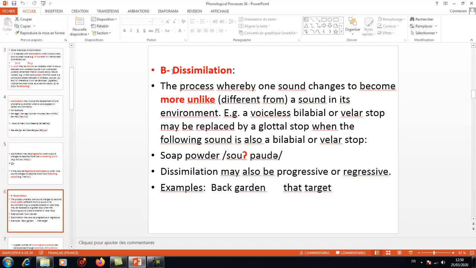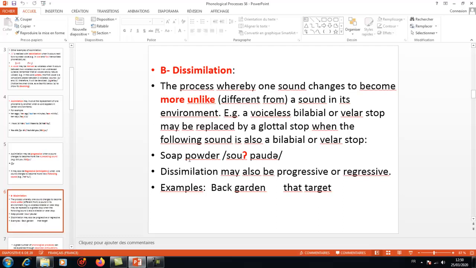Now, another process is the opposite of assimilation. It's the one that we call dissimilation. It's the process whereby one sound changes to become more unlike, that is different from, a sound in its environment. For example, a voiceless bilabial or velar stop may be replaced by a glottal stop when the following sound is also a bilabial or velar. Let's have a look at a concrete example. Soap powder. We have got a bilabial stop followed by a voiceless bilabial stop.